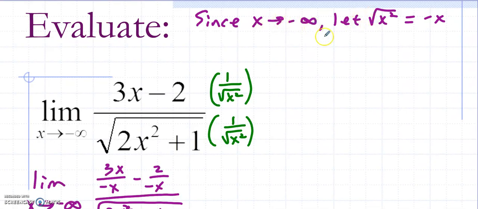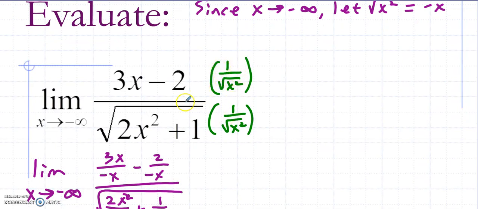But if x is going to negative infinity, then I can say it represents negative x. Great. Why do I care about that? Well, because I need to do a little bit of algebra, so I need to multiply the numerator and denominator by the same thing. But what is that thing? That thing is 1 over the square root of x squared.